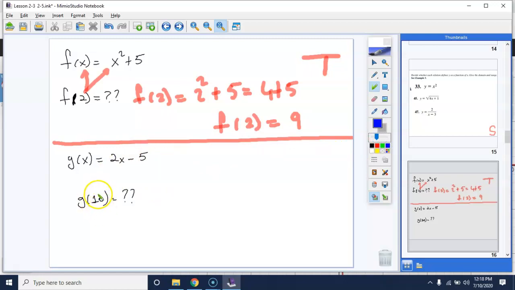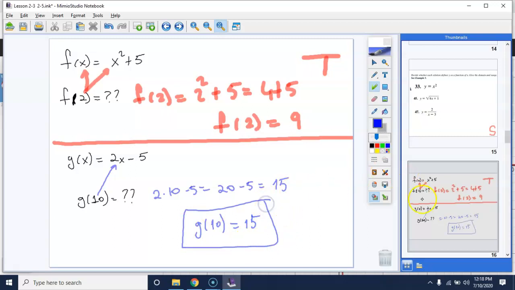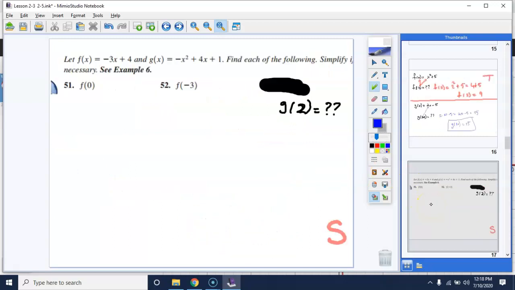So to find g(10), I plug in 10 here. That's it. So it should be 2 times 10 minus 5. 2 times 10 is 20, minus 5, so it should be 15. So g(10) should be equal to 15, everyone. All right, here we go. Please pause the video. I want you to solve those.